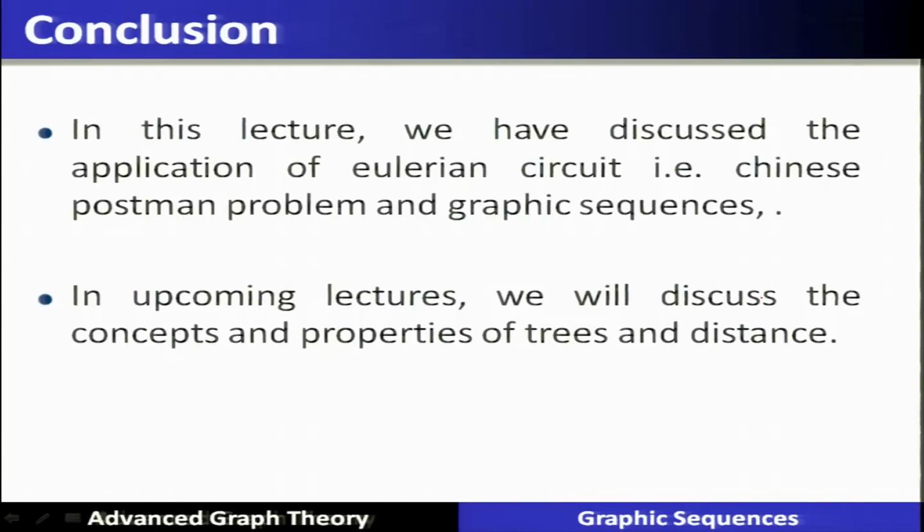So, in conclusion, in this lecture we have discussed the application of Eulerian circuit, that is the Chinese Postman problem, which is an optimization problem in many applications. We have also seen the graphic sequence and a particular theorem, in which both necessary and sufficient conditions are required to test whether a sequence is a graphic sequence or not. In the upcoming lectures we will discuss the concepts and properties of trees and distance.